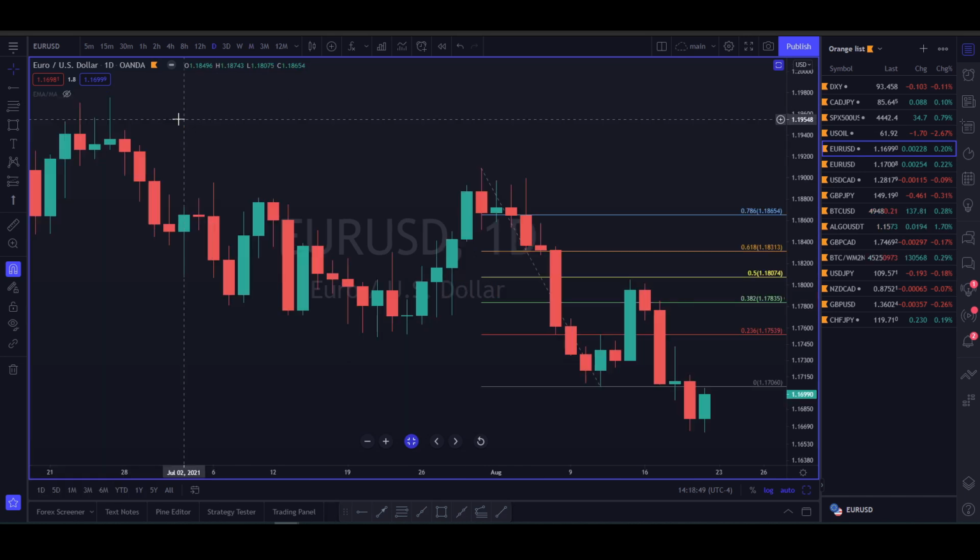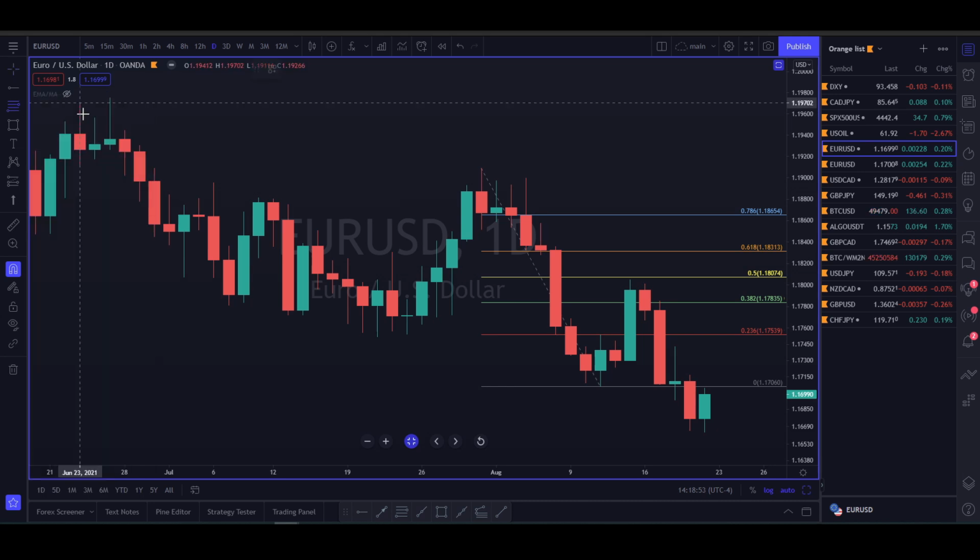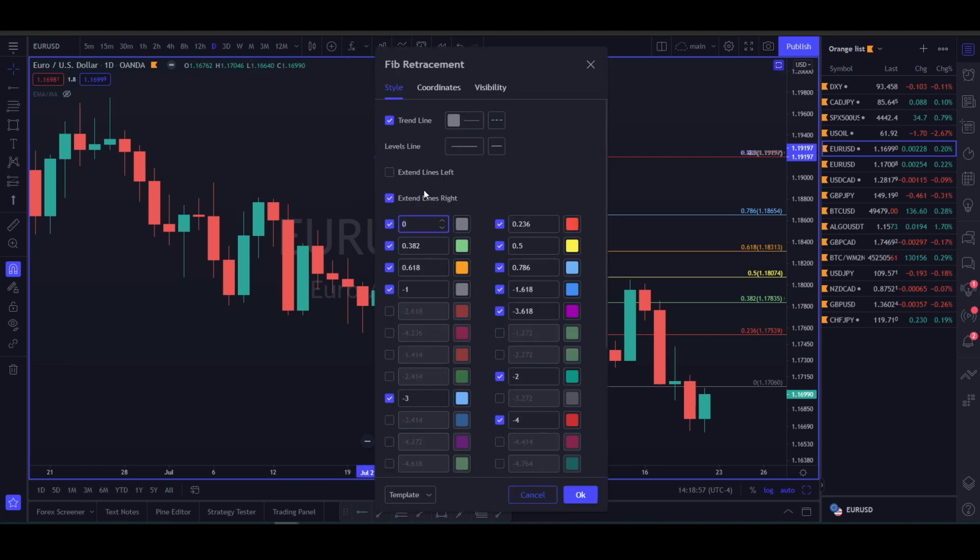Now in TradingView, the tools themselves come with default settings, or the default numbers. You can customize them with numbers that are not in the Fib sequence if you so choose. However, I would not do that. I would just leave it at default.